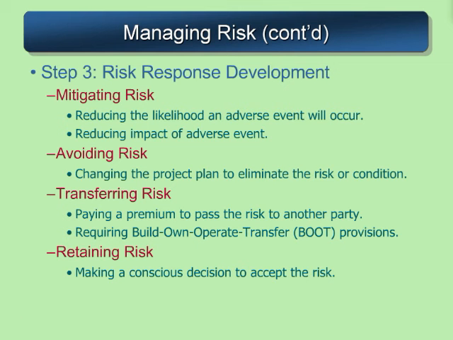After we've done a risk assessment of the various risk events, now we've got to figure out a way to respond to those events as they may occur. And really we have 4 choices. We can mitigate the risk, or reduce the likelihood that it might happen, or if it does happen, reduce the impact. We can avoid the risk completely: change the design, change part of the project plan to get rid of that risk.